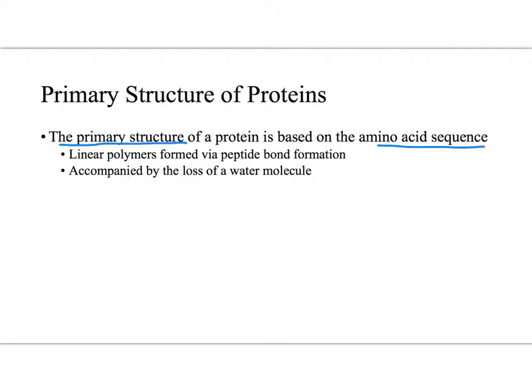Okay. So with this amino acid sequence, we are forming these linear polymers, and these polymers are formed because when these amino acids come together, they form a very specific type of bond called a peptide bond. When that peptide bond forms, it's accompanied by the loss of a water molecule. We saw this in chapter 1 when I just briefly showed you the polymerization of these larger biological macromolecules. And we saw in all of the cases that water was lost in the process of the polymerization.